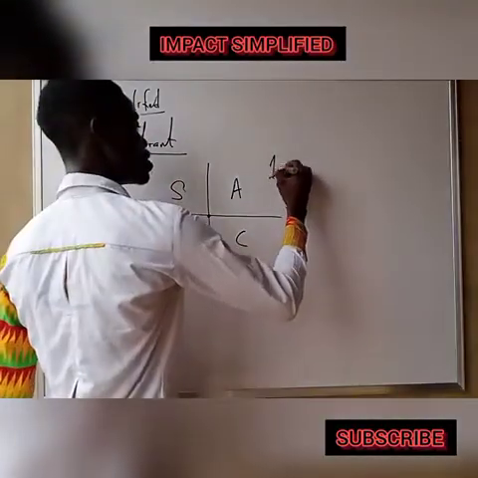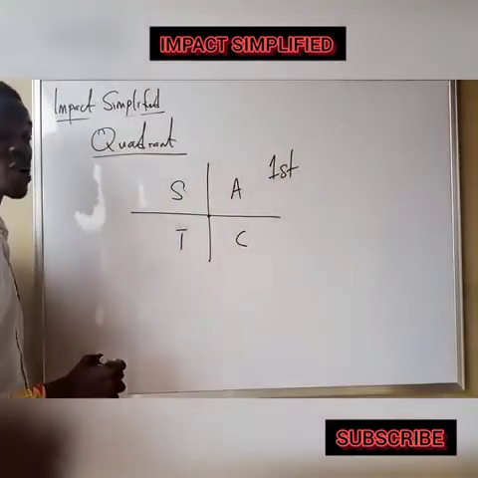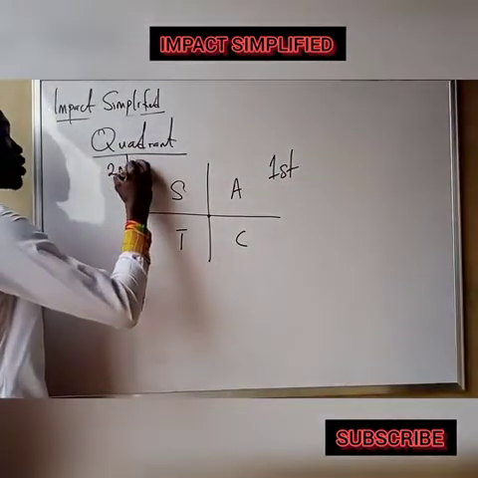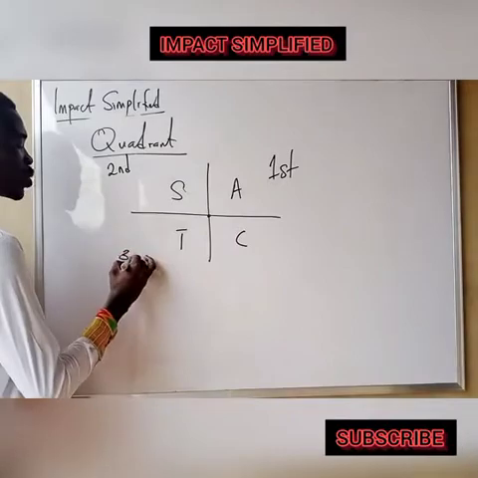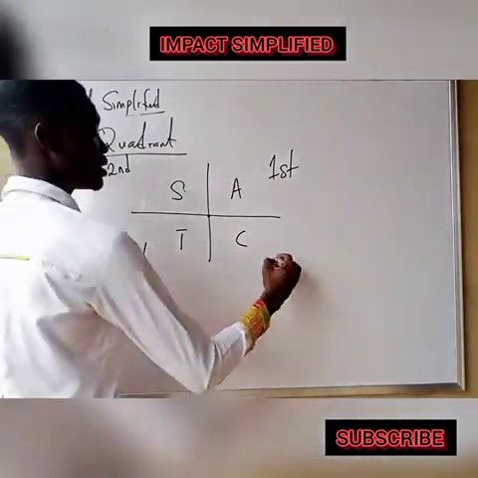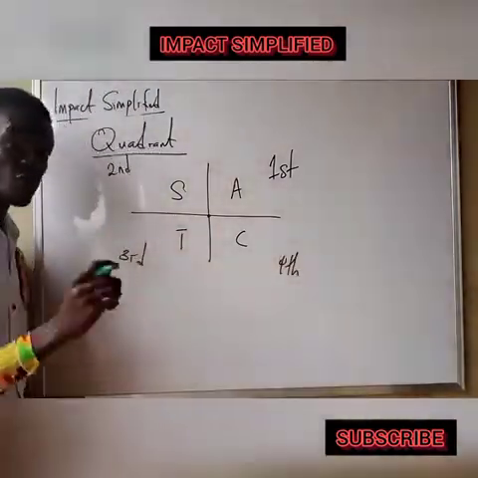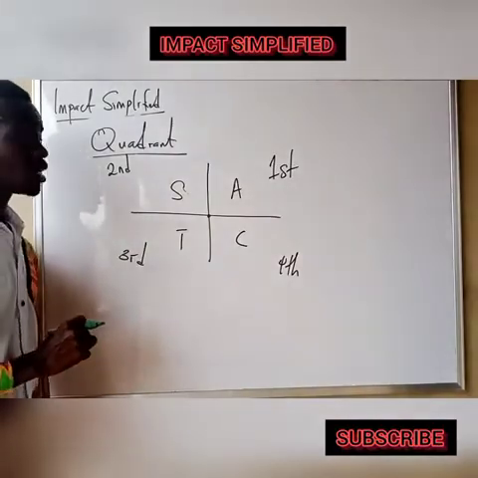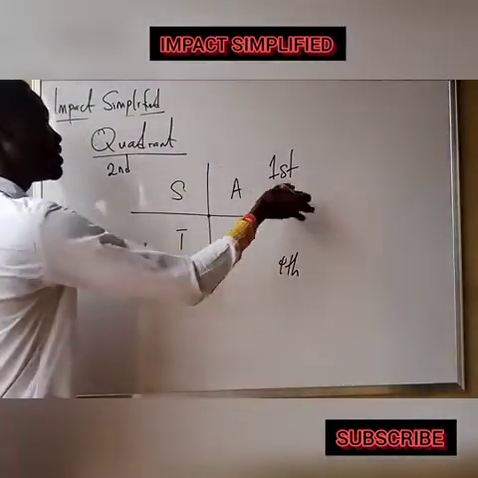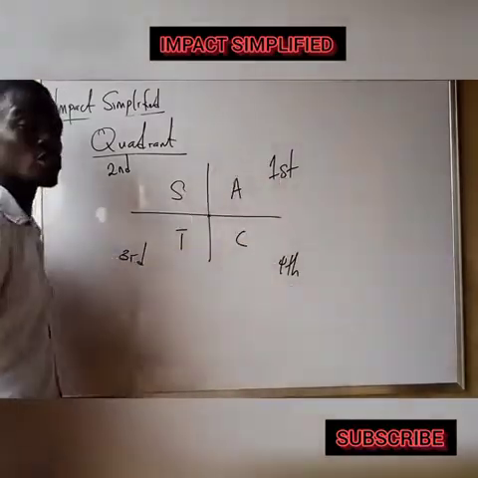So the first thing you need to know is this is what we term as the first quadrant. This is the second quadrant. This is the third quadrant. This is the fourth quadrant. Do we get it? Now, separate things are happening around these quadrants.